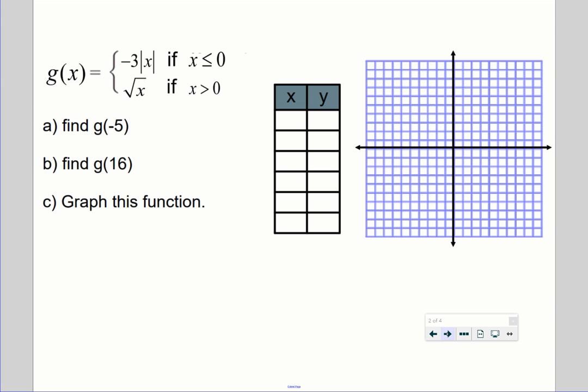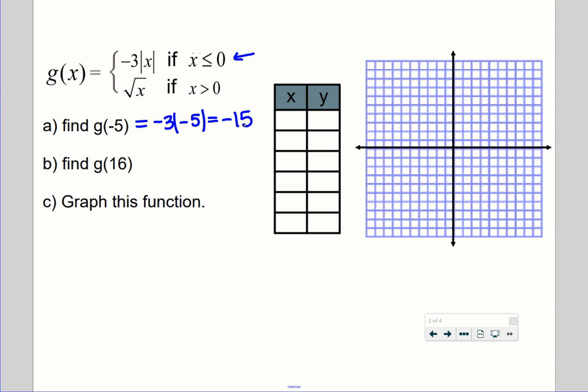We've got g of x equals -3 absolute value of x, and that one's defined for x values less than or equal to 0, and then square root of x if x is greater than 0. So let's start by just evaluating a couple. G of -5. Will that get plugged into the top piece or the bottom piece? Yep, we're going to look at those domains. It is a number less than or equal to 0, so it's going to be -3 times the absolute value of -5. What's the absolute value of -5?